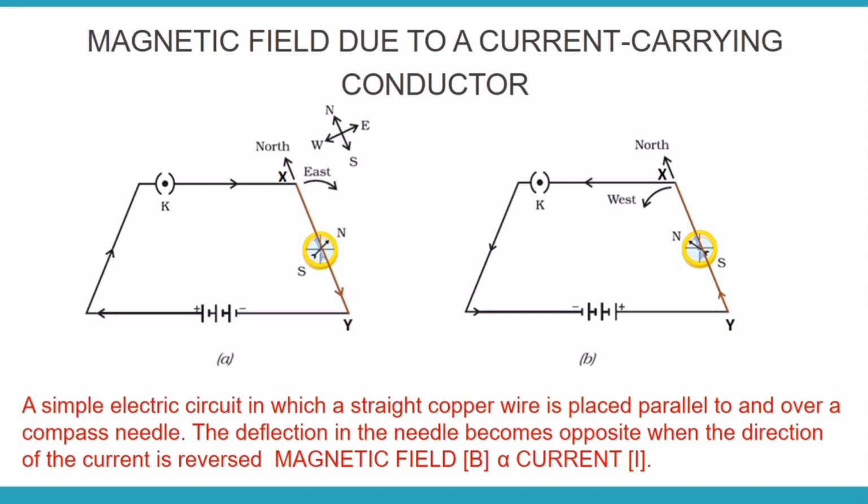So we conclude that the magnetic field and current are directly proportional. That is, whenever the direction of current is changed by changing the terminals of the battery, accordingly the magnetic field direction also changes. So the magnetic field is directly proportional to current. Magnetic field is represented by B and current is represented by I. So B is directly proportional to I.